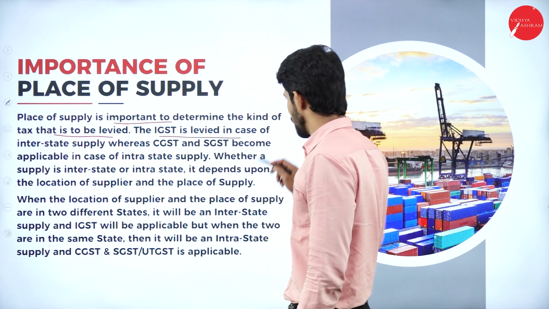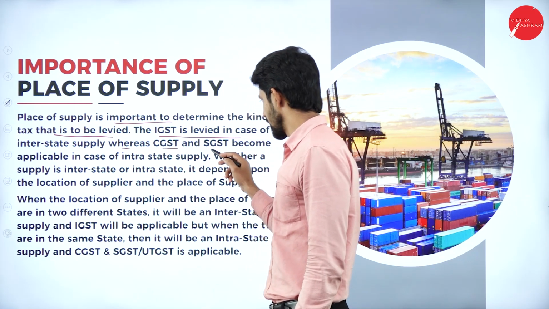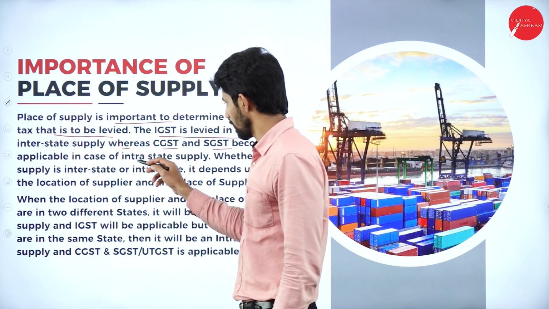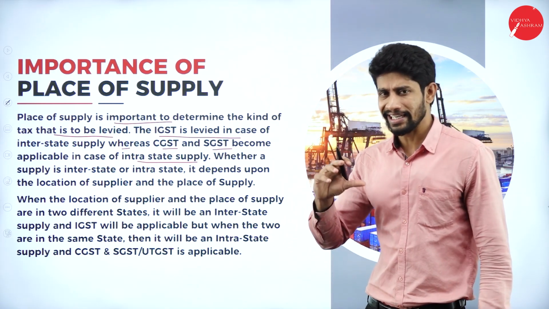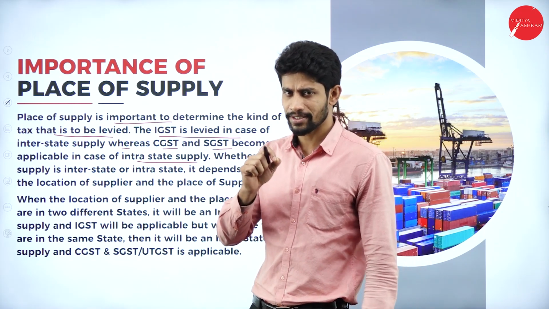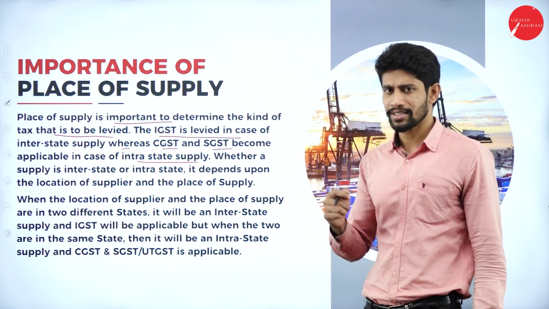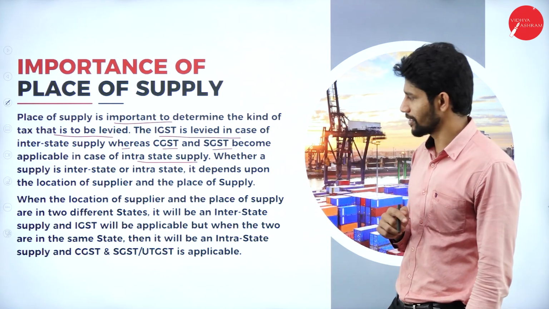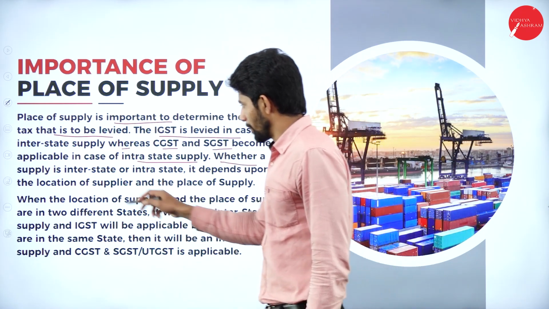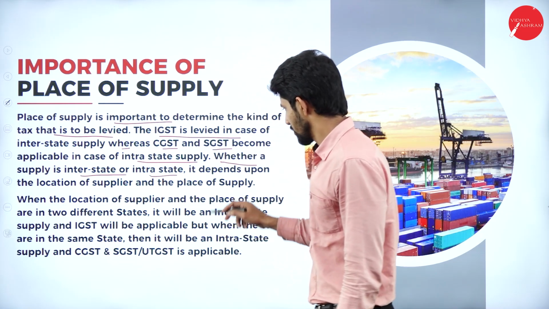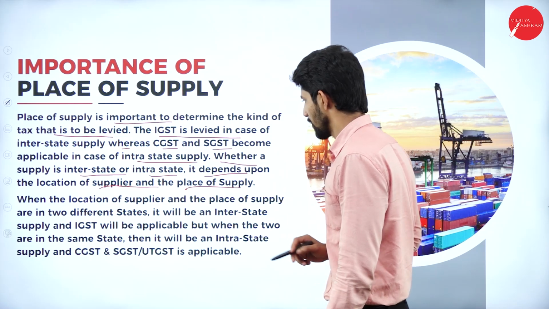IGST is levied in case of interstate supply, whereas CGST and SGST become applicable in case of intrastate supply. If the transaction is an interstate supply, that means the transaction is between 2 states, then IGST is applicable, and if the transaction is within the state, then CGST and SGST are applicable. Whether a supply is interstate or intrastate depends upon the location of the supplier and the place of supply.